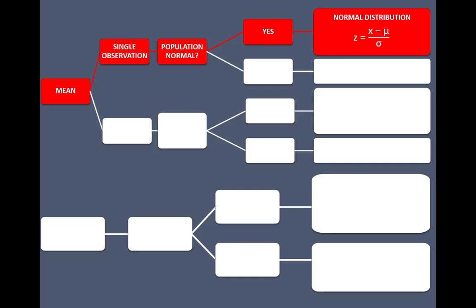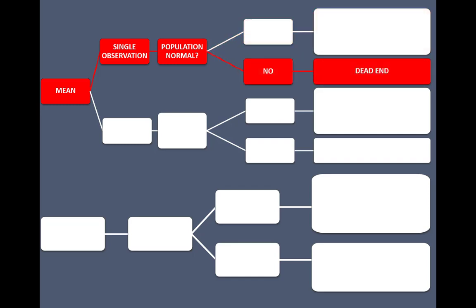So a question of mean, dealing with a single observation where the population is normally distributed, we would use the formula Z equals X minus mu over sigma. If I answer no to that question, it does not mention the shape of the population, or for that matter, it mentions that the population is negatively or positively skewed. If I don't know that the population is normally distributed, then I cannot do the question. We do not have the math at this point to be able to proceed with this question. It would be done.